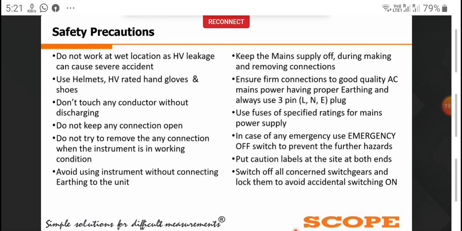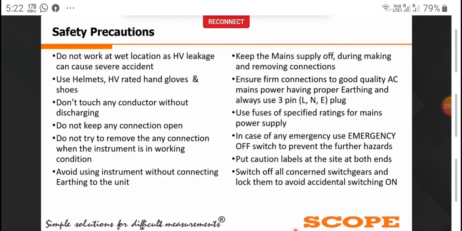After that, always keep the main supply off while making or removing any connections. While making any connection, always connect the main supply last, and while removing connections, first remove the AC supply from the instrument. After that we need to ensure that there is a good quality AC main supply with proper earthing, within the specified limits of the operating voltage of the instrument. We need to ensure this is a single phase AC supply.